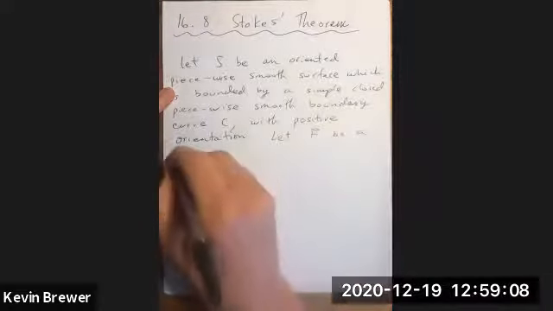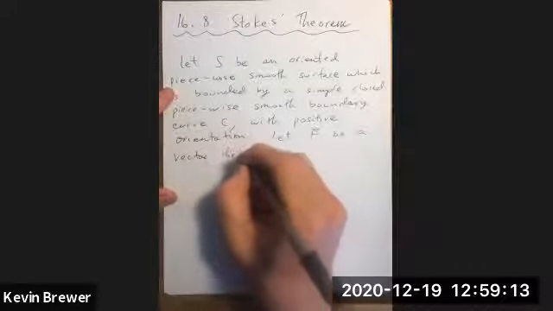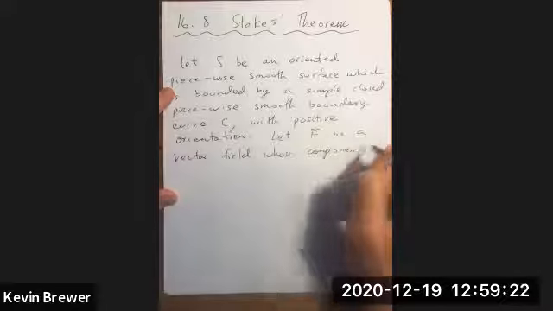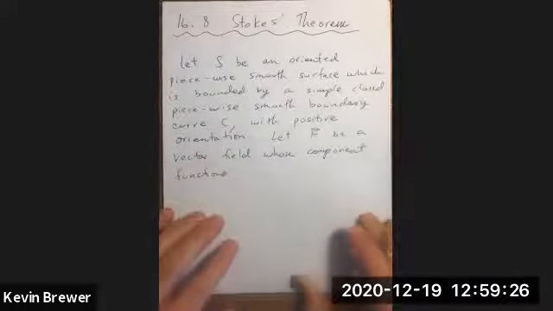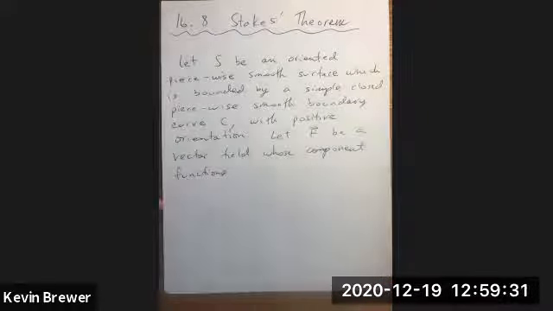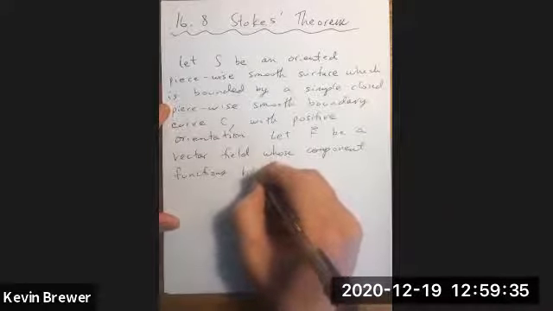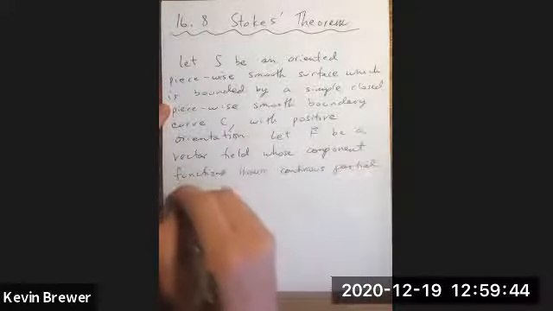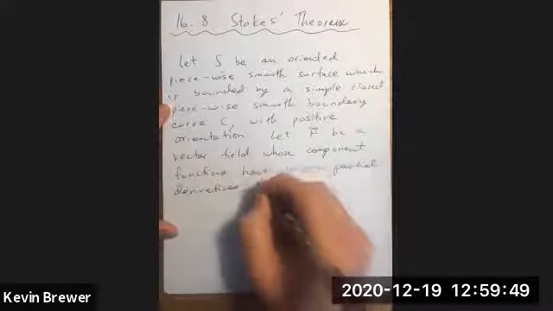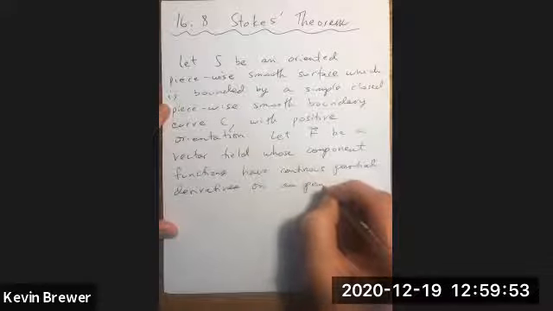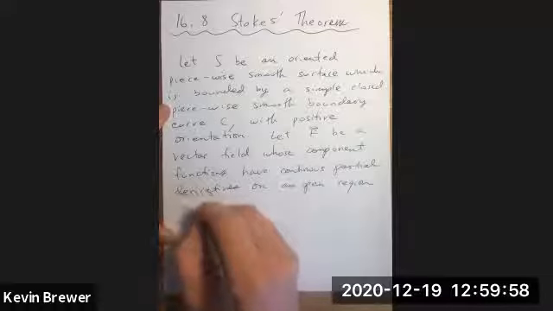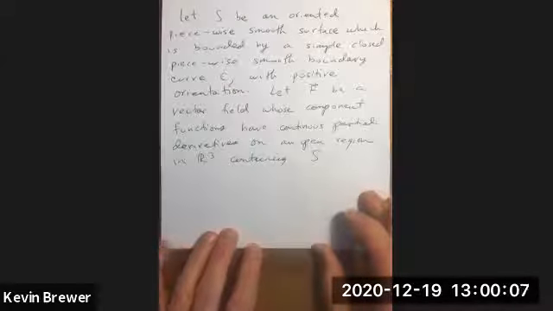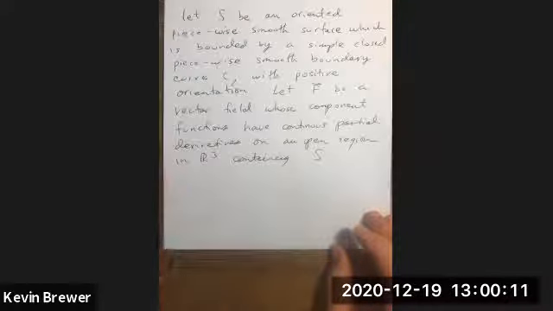Let F be a vector field whose component functions have continuous partial derivatives on an open region in R3 containing S. Before I state the result, which is Stokes theorem, let's just draw this out.